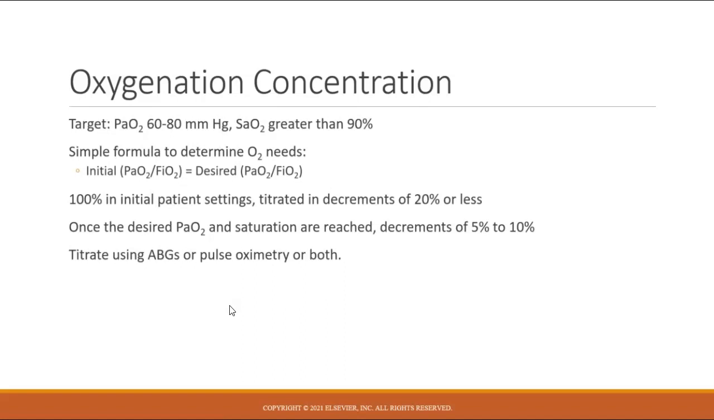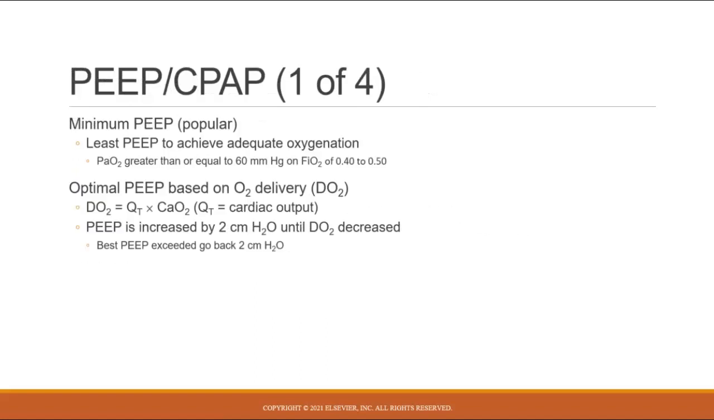So when we're titrating our oxygen concentration, we're going to be looking at ABGs and pulse oximetry, or both simultaneously. So typically what I do when I'm setting my patient up, I might put them on 100%, but before I leave the room, I wait to see what my patient stabilizes on. So I might dial in 100%, but I'm not leaving that room until I have them on their final FiO2 setting. So I want to wean it down as much as I possibly can.